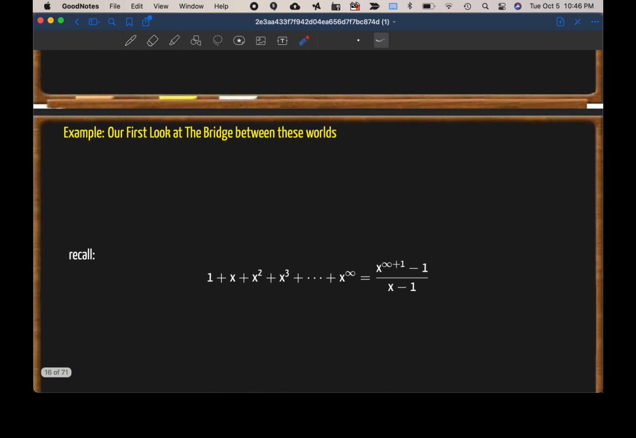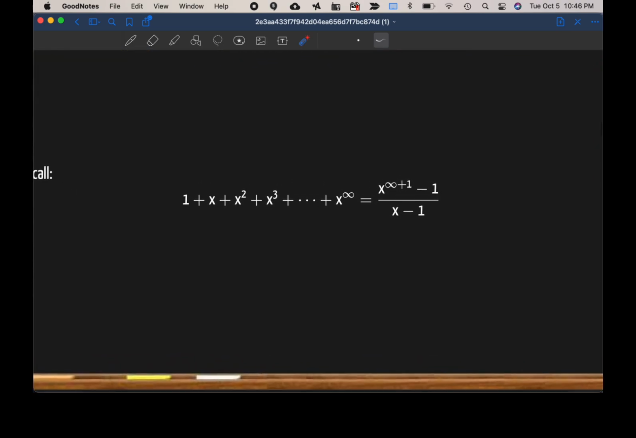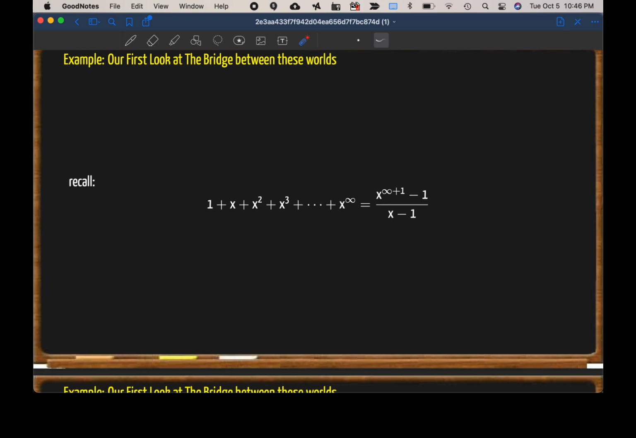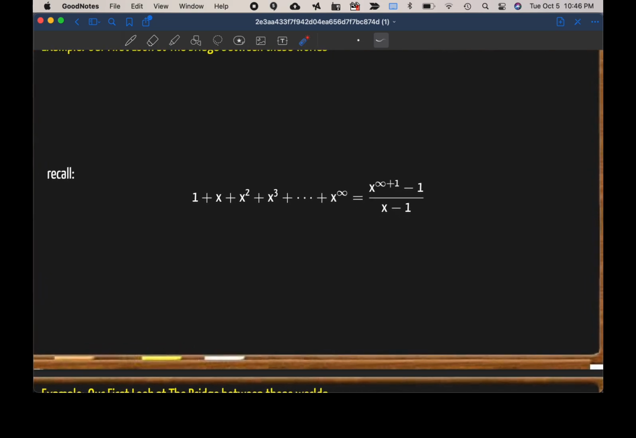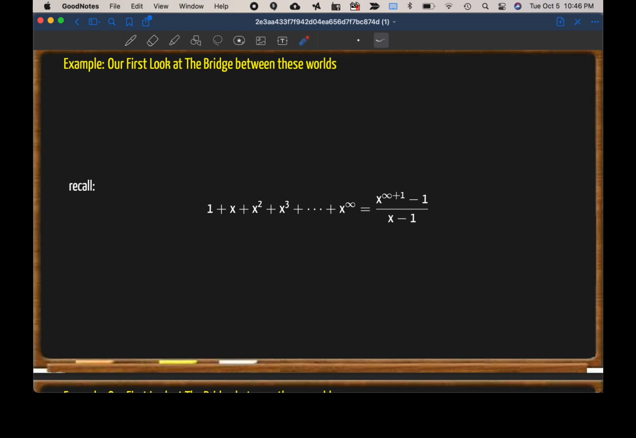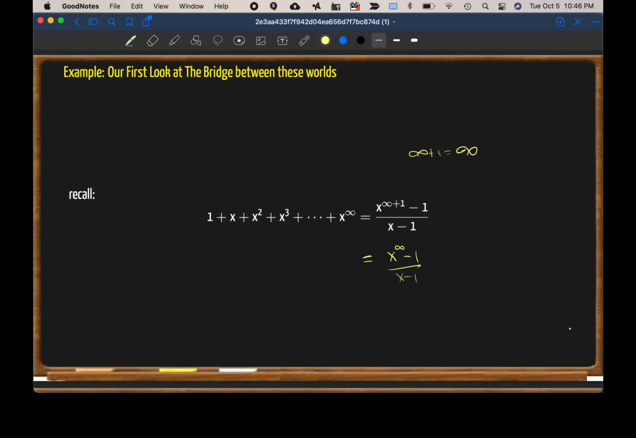You do this all day long, but it becomes really, really interesting when you take it not to the 70th, but to the infinite power. If you have infinite power, that becomes x to the infinity plus 1 minus 1 all over x minus 1. And this, of course, becomes x to the infinity, since, for example, infinity plus 1 is equal to infinity. Okay, and then something interesting happens here.